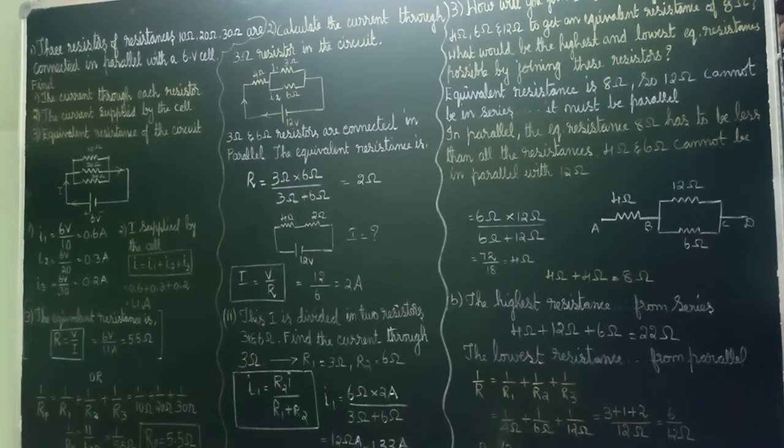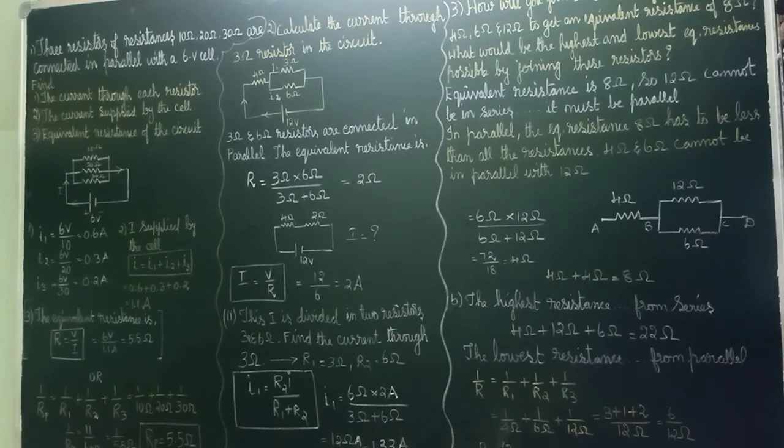Now, this current is divided in 2 resistors. Which are the 2 resistors? The 3 ohms as well as the 6 ohms, it is divided, because in parallel, current is different. Only in series, current is same. Okay, now you see how it is divided. Find the current through 3 ohms. Now R1 you are taking as 3 ohms, R2 you are taking as 6 ohms.